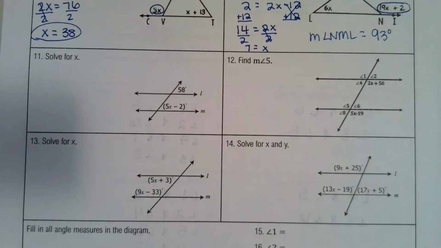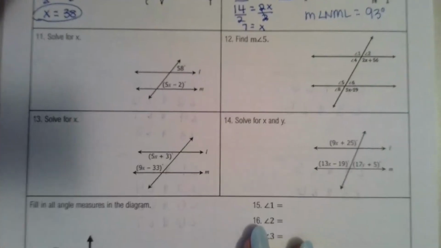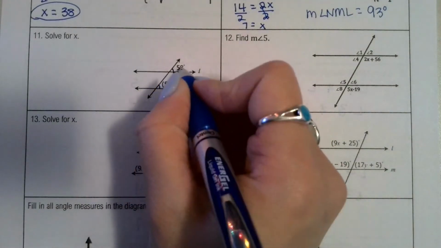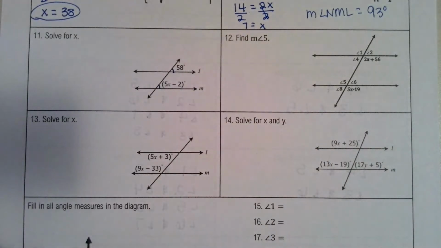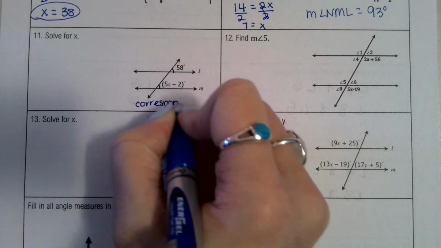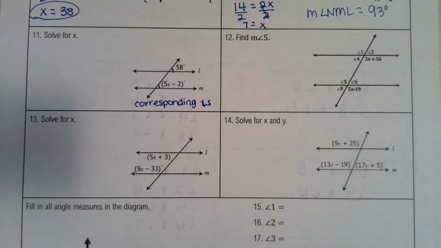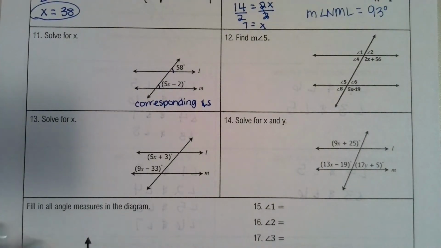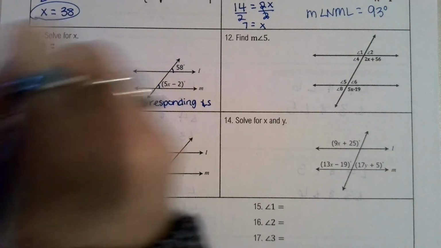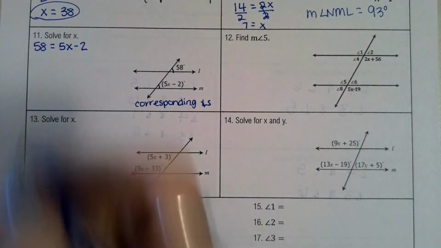All right, moving on. We're now moving into our angle relationship problems. First up, we have this guy here. We have 58 degrees and 5x minus 2 degrees. These are corresponding angles. I know that corresponding angles are congruent, meaning that their angle measures are equal, so I can set these equal to each other. 58 equals 5x minus 2, and now I just need to solve for x.